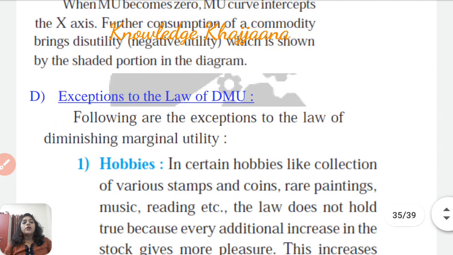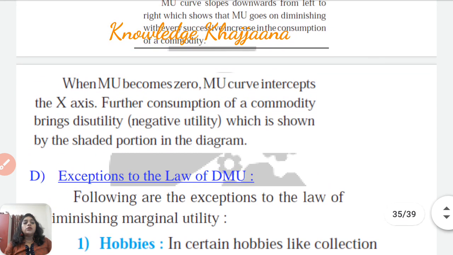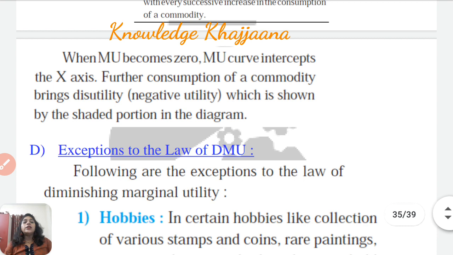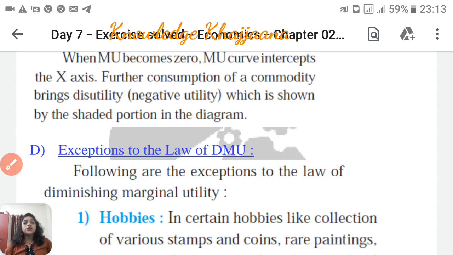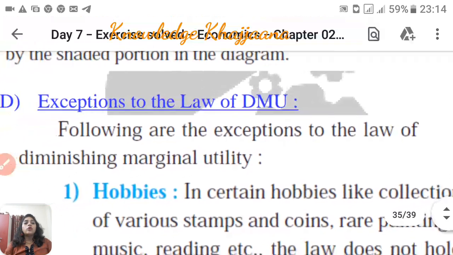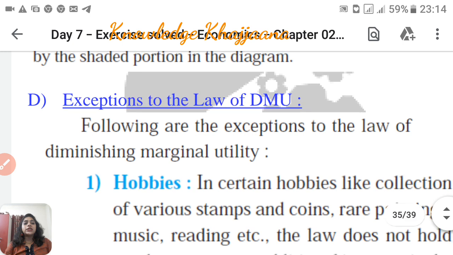Now, what are the exceptions to the law of diminishing marginal utility, when it doesn't happen? See, what we have seen is that with the increase in the consumption, marginal utility declines, right? But there are some exceptions to these assumptions. With whom does this not happen, or with whom does this not become true? That is called exceptions.